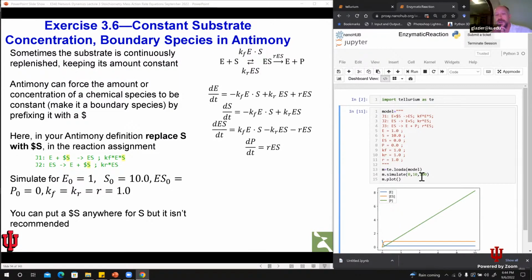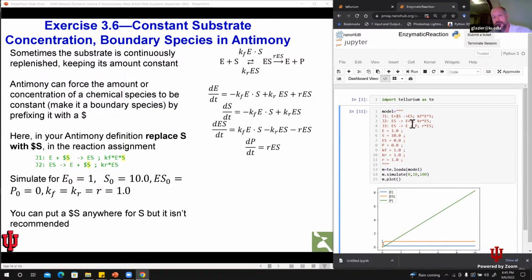That's a good question. I don't know the answer. Okay. That's an excellent question. I do not know the answer. My guess is that you have to do it by changing the model string. But I don't know. That should be in the antimony documentation. I don't use the boundary species function very often. Again, it's very useful in chemical reactions. It's not so useful in signaling and in regulatory networks.